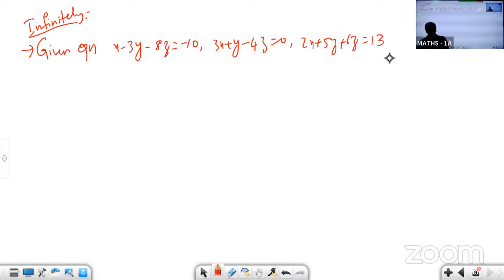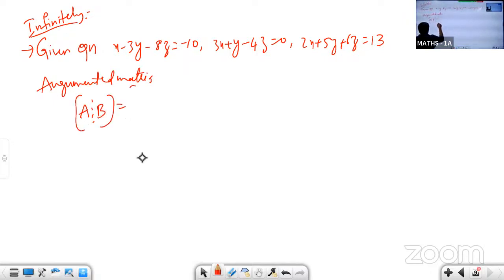x minus 3y minus 8z equal to minus 10. 3x plus y minus 4z equal to 0. 2x plus 5y plus 6z equal to 13. Again, you are going to write the augmented matrix. Augmented matrix, that is A, B or A|B, anything is fine.